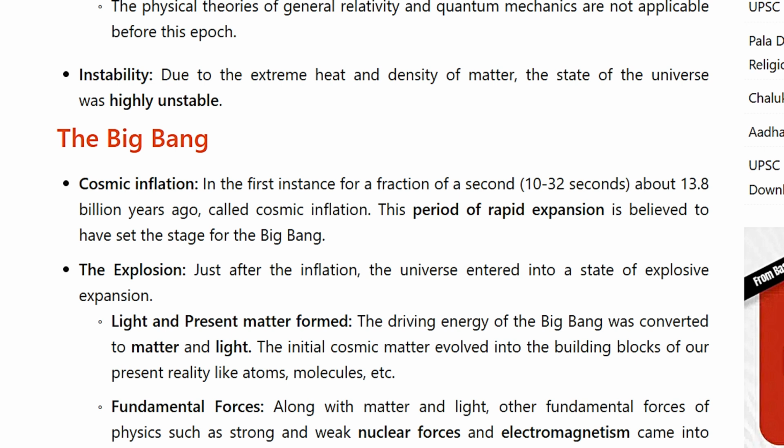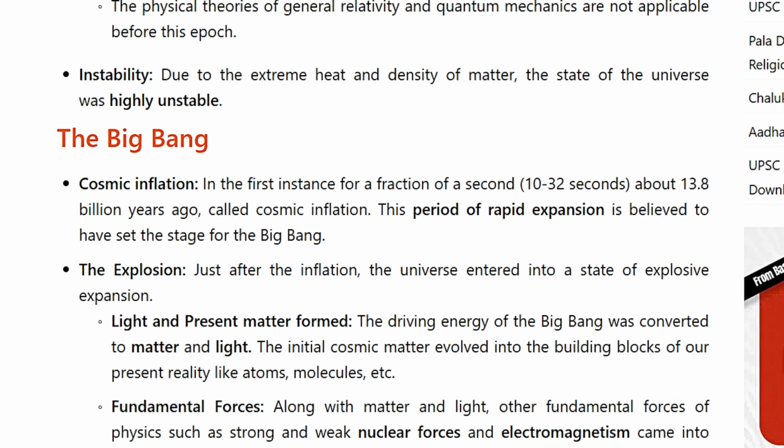The Big Bang. Cosmic inflation in the first instance for a fraction of a second, 10 to the power of -32 seconds, about 13.8 billion years ago, called cosmic inflation. The period of rapid expansion is believed to have set the stage for the Big Bang. The explosion. Just after the inflation, the universe entered into a state of explosive expansion. Light and present matter form. The driving energy of the Big Bang was converted to matter and light.